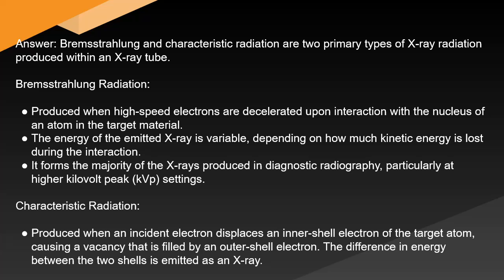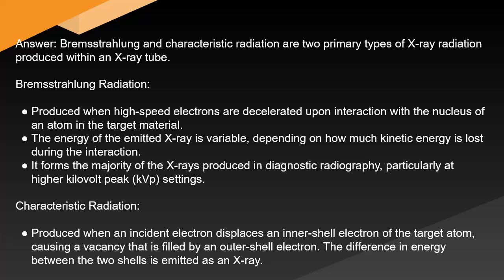Bremsstrahlung radiation is produced when high-speed electrons are decelerated upon interaction with the nucleus of an atom in the target material. The energy of the emitted X-ray is variable, depending on how much kinetic energy is lost during the interaction. It forms the majority of the X-rays produced in diagnostic radiography, particularly at higher kilovolt peak (kVp) settings.